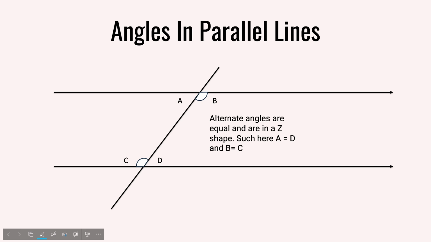Alternate angles are equal and are in a Z shape. Such here, A equals D and B equals C. If you're struggling to see, it is this shape here. As our top line here and our top line here are parallel, and we have a chord going through, so A equals D and C equals B.